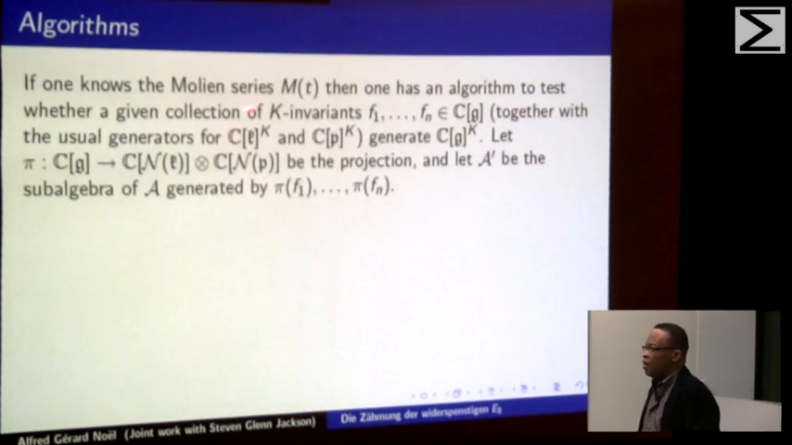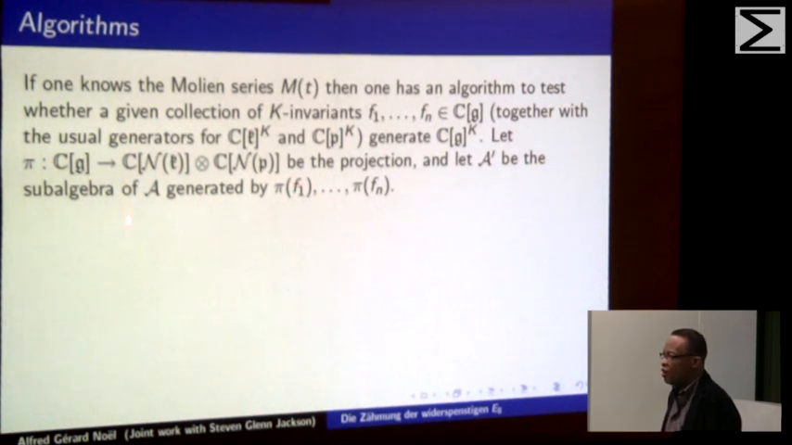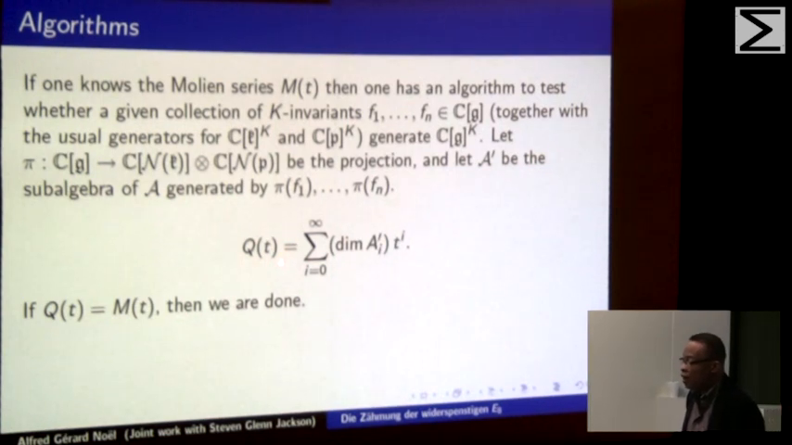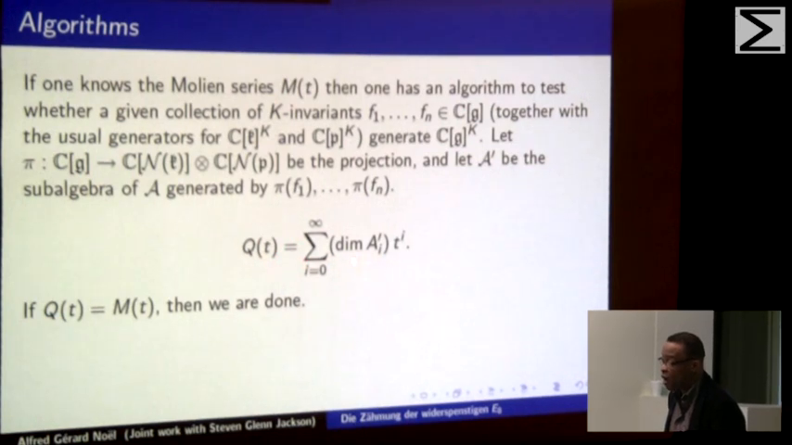Now, if you know the Molien theory of MLT, then we can give you an algorithm so you can test whether, if you have a bunch of K invariants, together with the one that came from Goldman and Wallach, you actually have a generating set for C[G]^K. The point here is that this projection that we carry out, in a way we are taking components in K, and we define this the same way that we did it earlier, but now for a prime. And then you check to see whether or not this will give you MT. If it's equal to MT, then you are done. If it is not, then you need to do more.